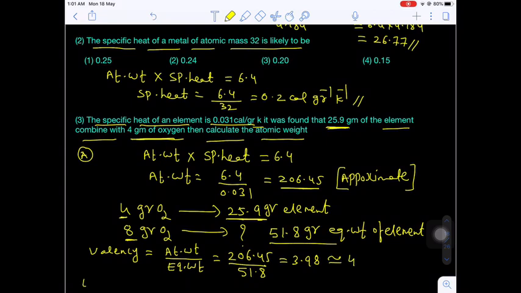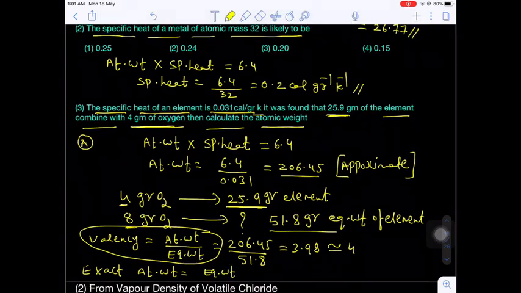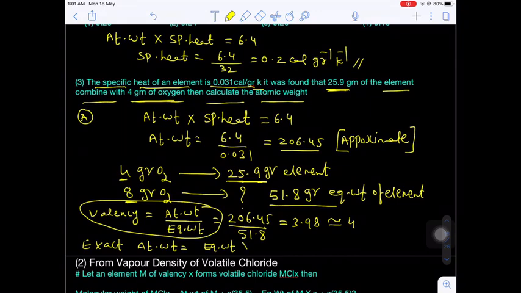Now come to exact atomic weight. Atomic weight is equal to equivalent weight multiplied by valency. What is the equivalent weight here? 51.8. What is the valence here? 4. Now the final answer: 207.2.